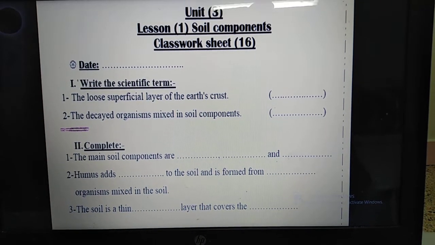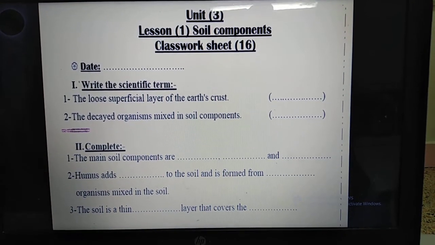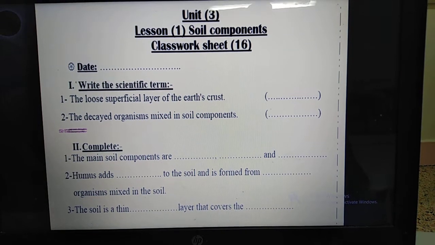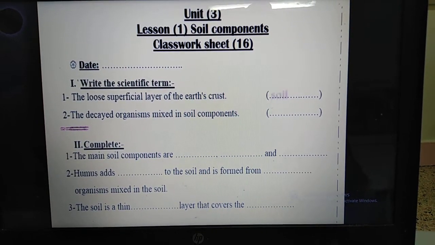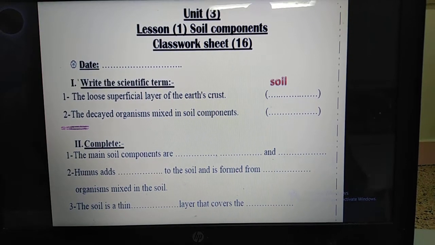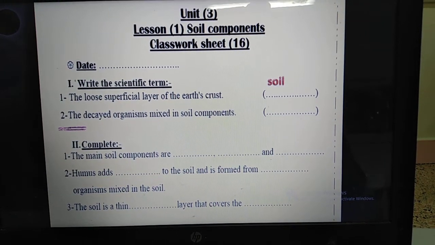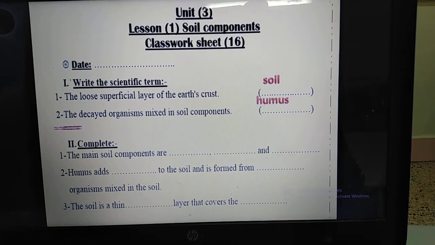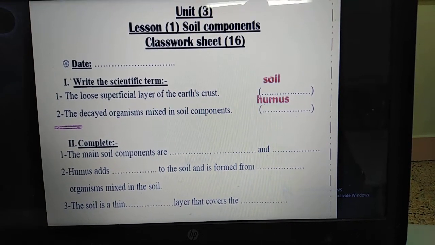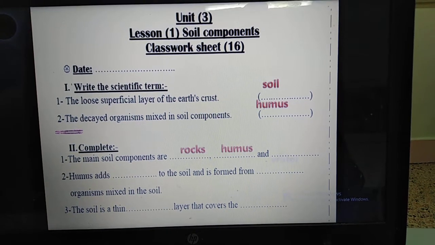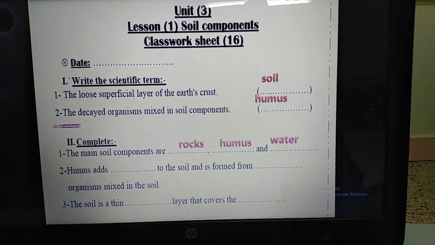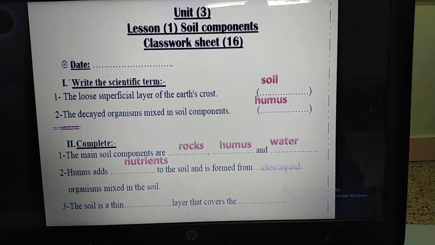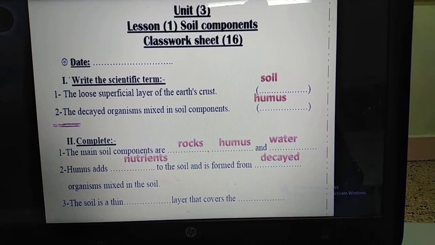Let's solve classwork sheet 16. Question 1, write the scientific term. Loose superficial layer of the Earth's crust. It will be soil. The decayed organisms mixed in soil components: humus. Question 2, complete. The main soil components are rocks, humus, and water. Humus adds what to the soil? It adds nutrients. And it is formed from what? Formed from decayed organisms mixed in the soil.